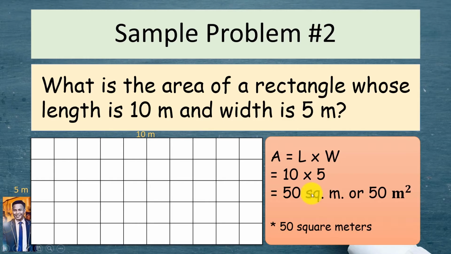Okay, if you notice, meters yung ginamit natin dito, same as through, meters din dito. Okay, 50 square meters. So, kung bibilangin mo isa-isa yan, kung bibilangin natin lahat ng squares dito, that will be equal to 50 square meters.